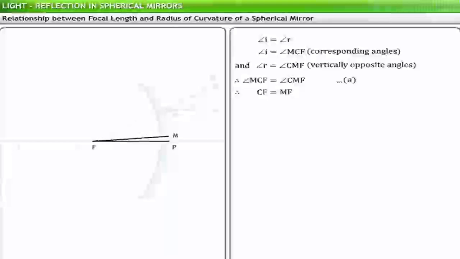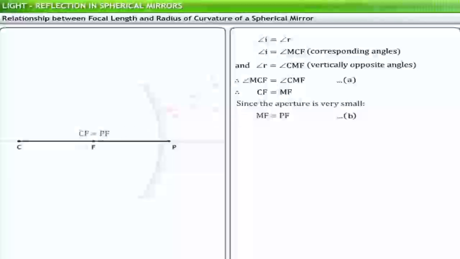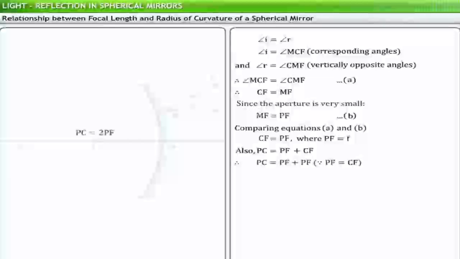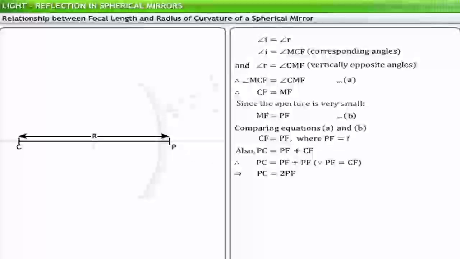If point M is very close to point P, that is, the linear aperture of the mirror is very small, then MF is equal to PF. Therefore, CF is equal to PF. Also, PC is equal to PF plus CF, or PC is equal to 2PF, since CF is equal to PF. Therefore, R, the radius of curvature of the spherical mirror, is equal to 2PF.